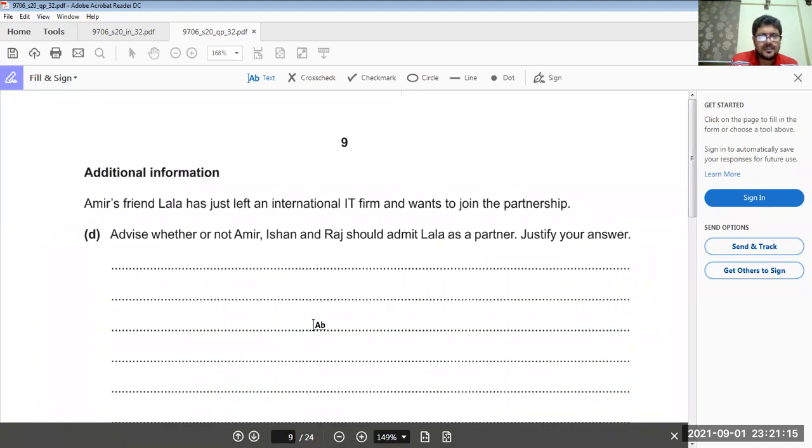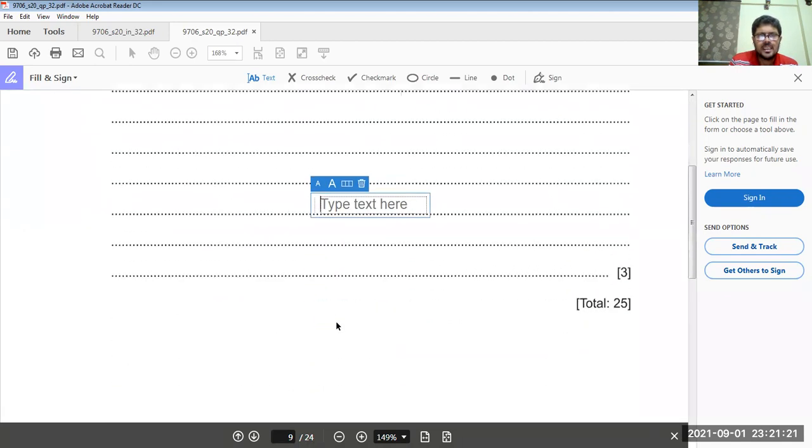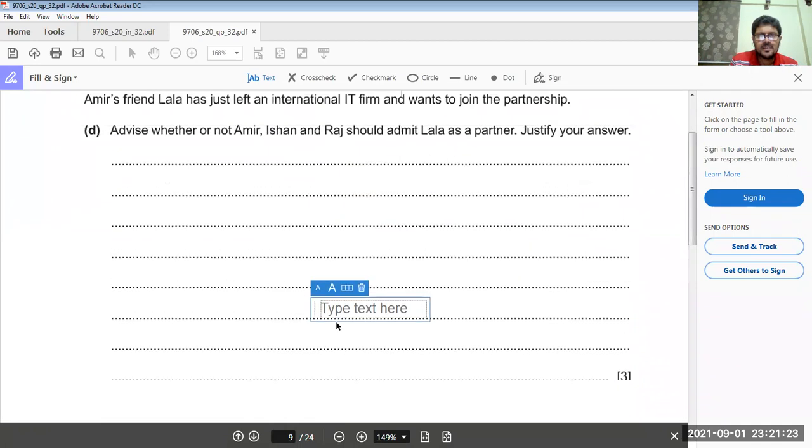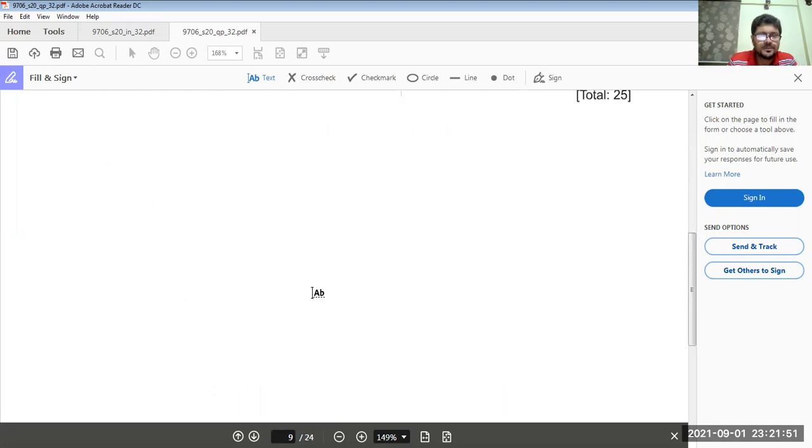Ahmed's friend Lala has just left an IT firm and wants to join the partnership. Whether or not Ishan and Raj should admit Lala as a partner. Now, they've just merged with Raj. I think it's very early to again have a merger or to accept someone else in the partnership. The result would be a larger amount of capital on one hand, but division of profit and division of loss on the other hand. You can take the expertise from the IT background. Now it's up to you what answer you would like to give.